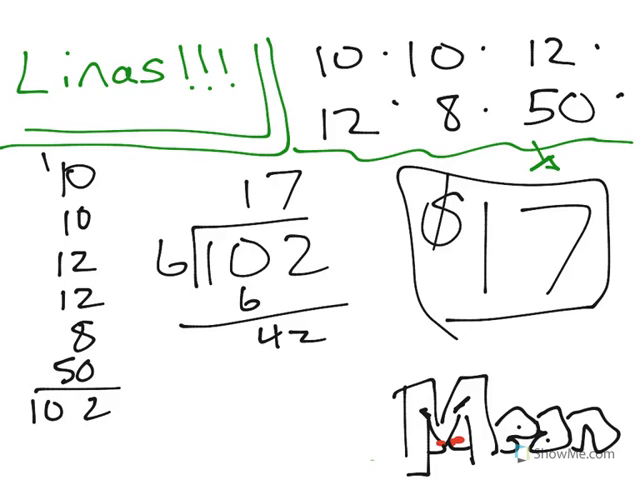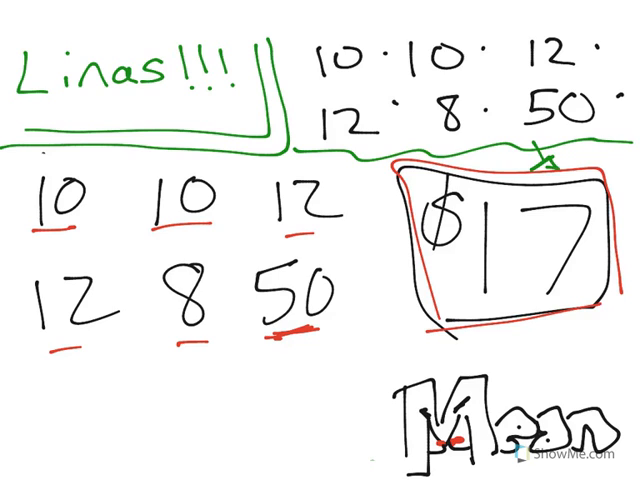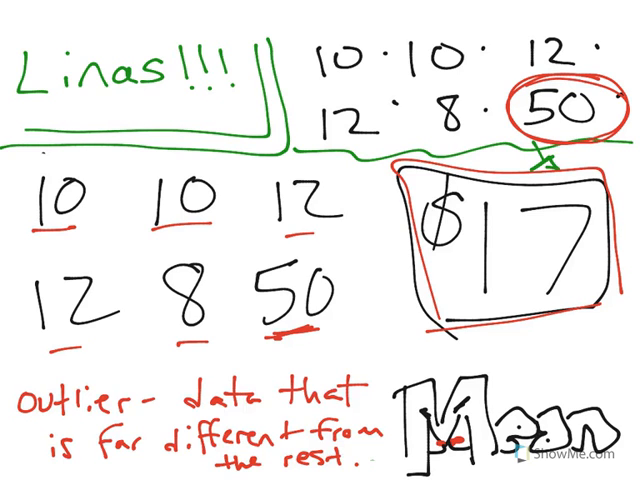But let's take another look at that data set. I said that on average I spend $17, but look at most of these numbers. $10, that's a lot less than 17. So is 12, and $8 is much less than 17. And then this 50 is way more than 17. So does 17 really indicate how much money I should bring to Lena's? I would say no. Since $50 is so abnormal, it's called an outlier. It's a piece of data that doesn't really fit with the rest. So an outlier is a piece of data that's far different from the rest. So this 50 is an outlier here.